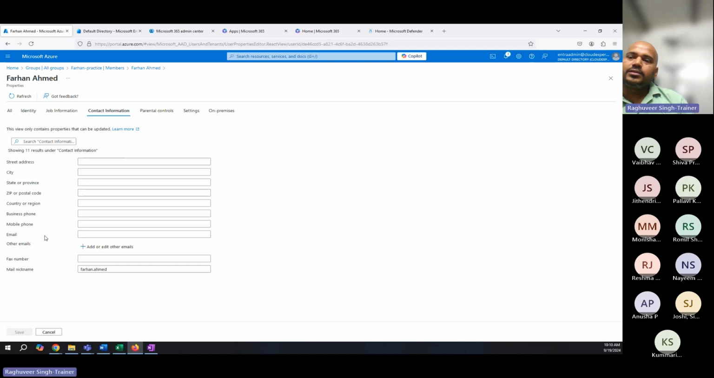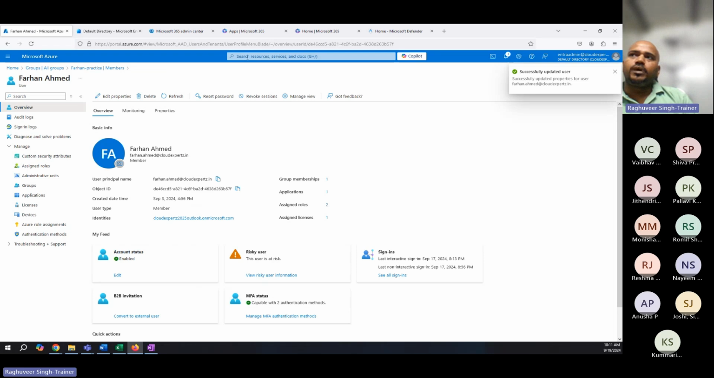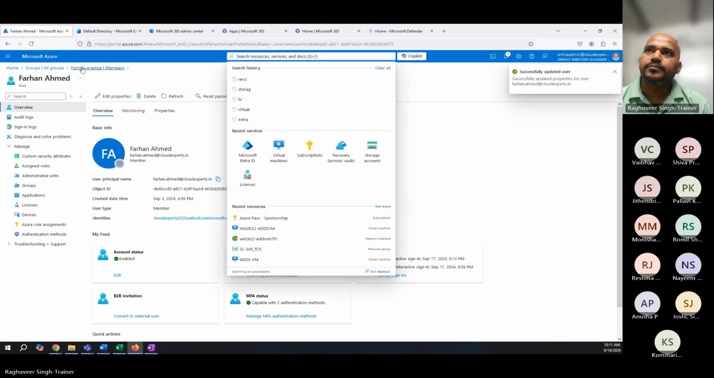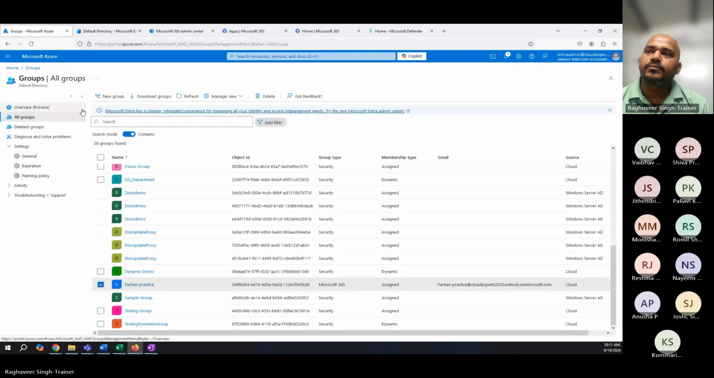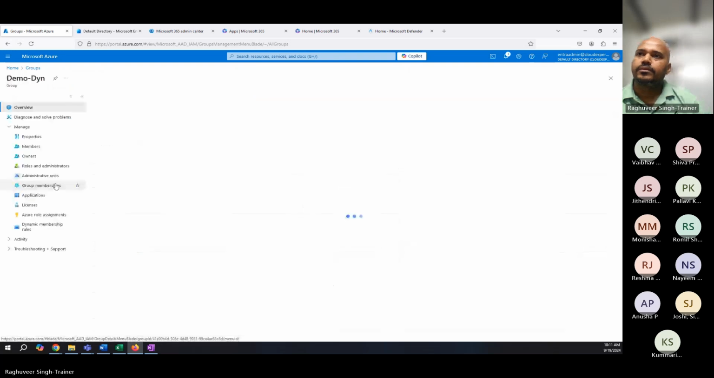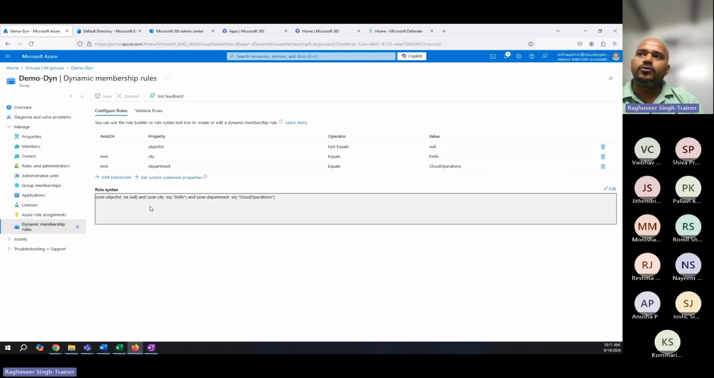So let's say I will add some properties to this user. Let's say I will add country or region here. So I will say India. I put India here and save it. Now I'll go to my dynamic group. I go to dynamic group rules and I will add one more condition here.